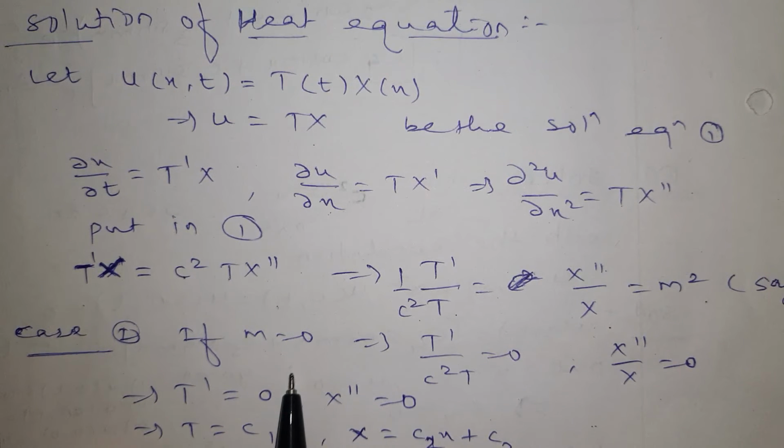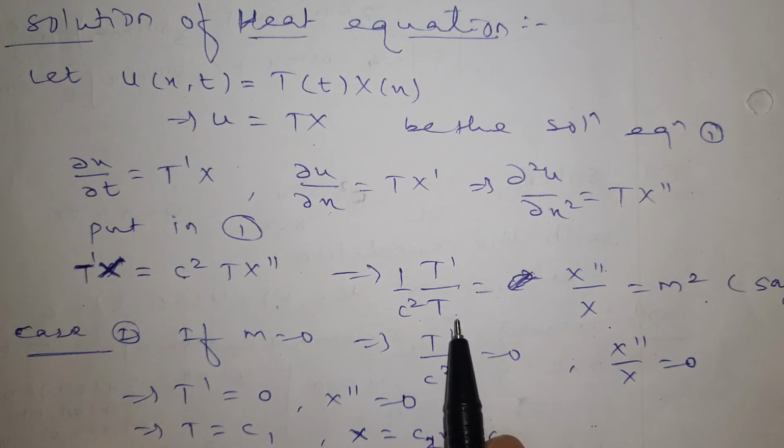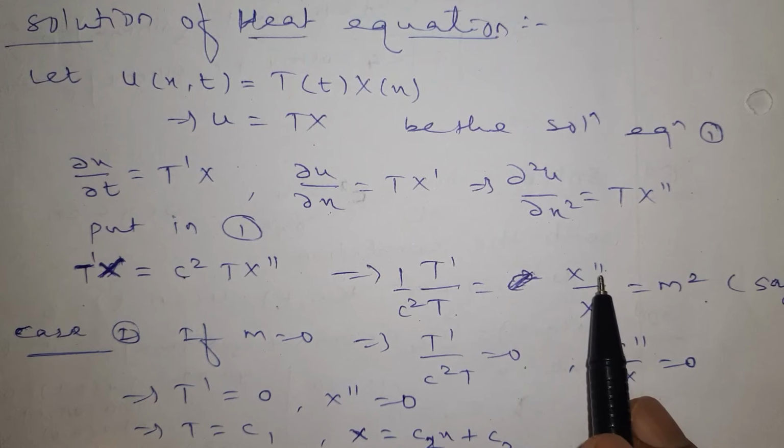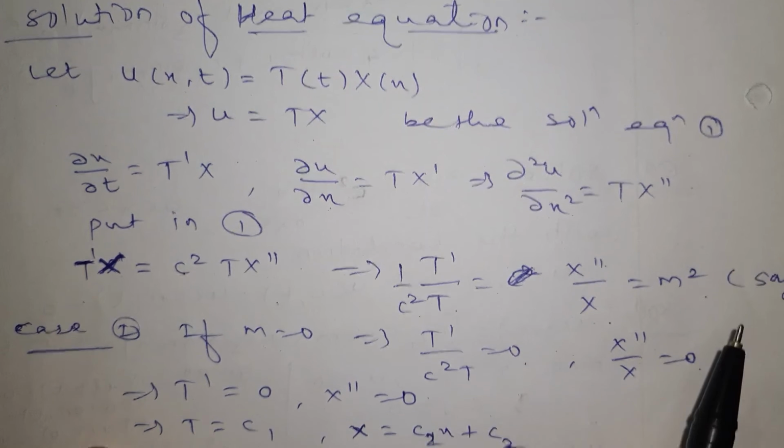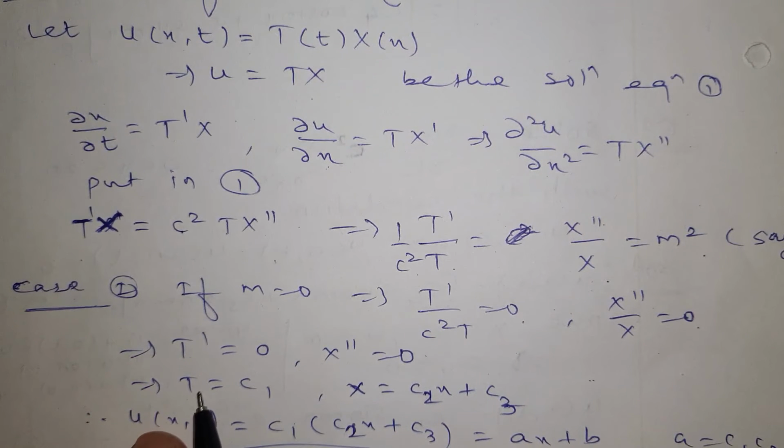If m square equals 0, then I get 1 upon c square, t dash upon t is equal to 0, and x double dash upon x equal to 0, which means the numerator is equal to 0. Here I get t dash equal to 0 and x double dash equal to 0. By integrating, what do I get? T is equal to constant.